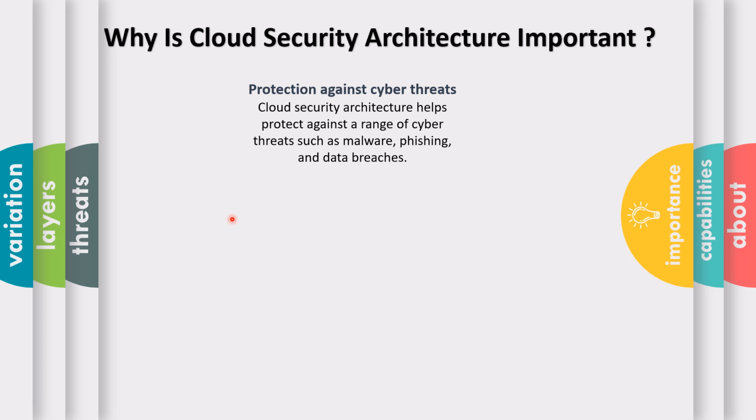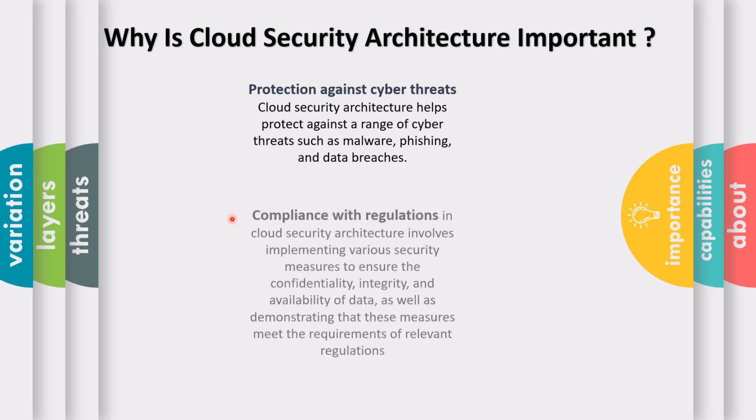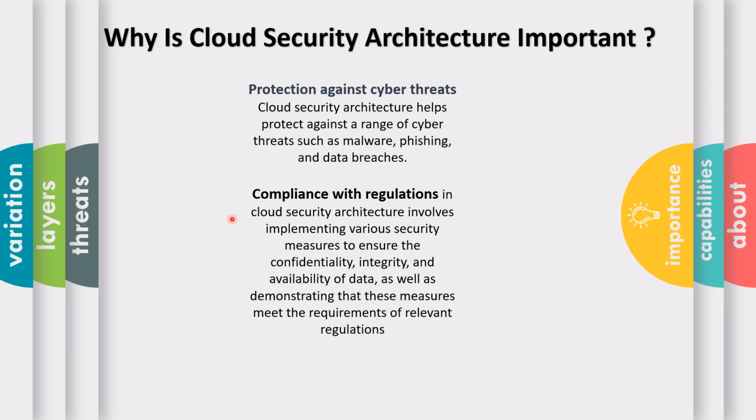In data breaches, unauthorized people access sensitive data like personal details or financial records. Cloud security architecture ensures that sensitive data is protected by encryption, access control, and monitoring systems to keep unauthorized users from getting access. Then compliance with regulations is key. Cloud security architecture involves implementing various security measures to ensure confidentiality, integrity, and availability, that CIA triad as well, demonstrating that these measures meet the requirements of relevant regulations.